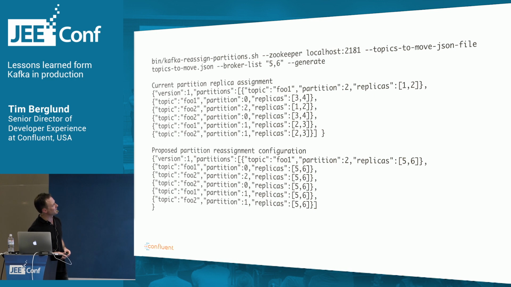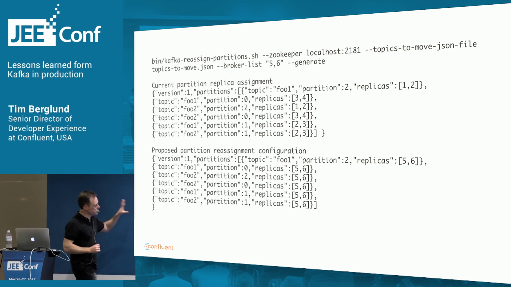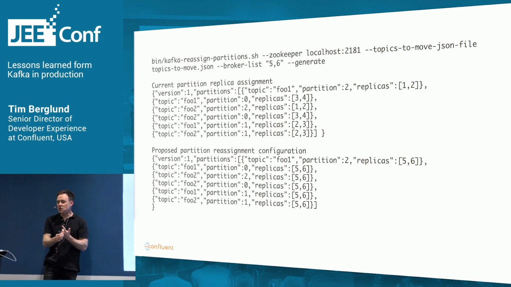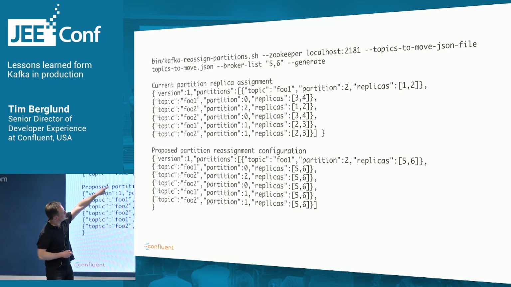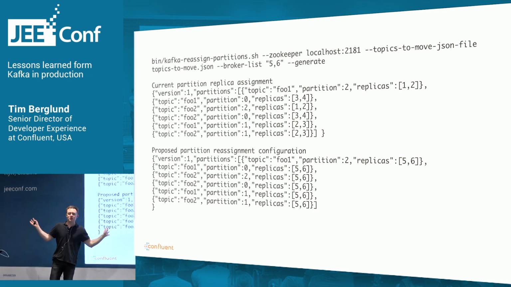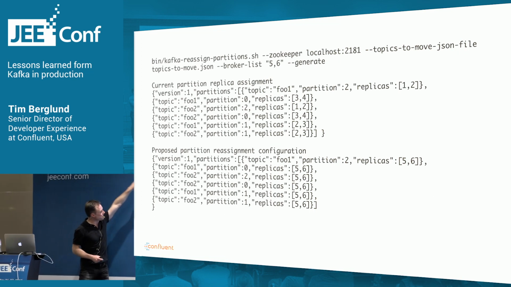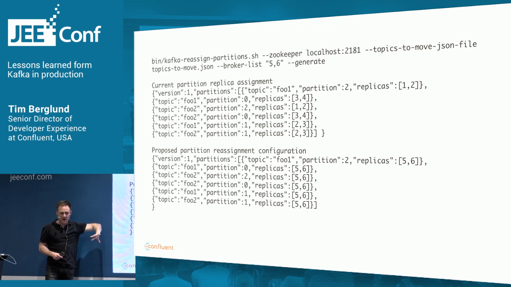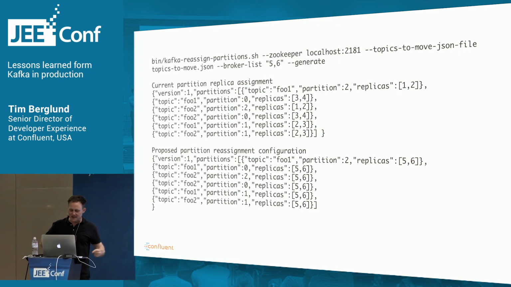Well, how did you do that? There's this tool called Kafka Reassign Partitions. If you're adding a broker, you're going to have to move partitions to it. This tool has a few different modes. It's got a generate mode, where we tell it, I want you to generate migration instructions for brokers 5 and 6. Whatever partitions are on those, just move them around, and create all this JSON for me to do that work. And then I'll take the JSON you generated and I'll execute it. There's also a verify mode if you want.